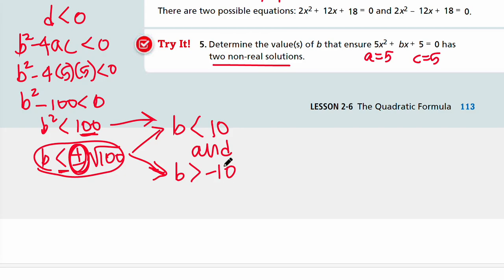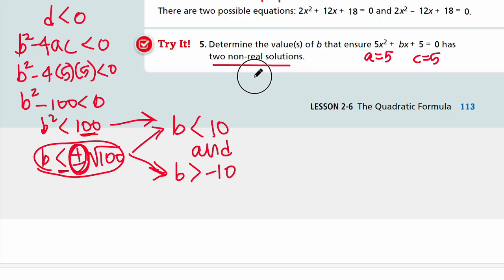If it goes outside that boundary, then you would have two non-real solutions, and if it's exactly 10 or negative 10, you would have exactly 0. So then you would have one solution, right? So anything less than 10 and greater than negative 10 would work.